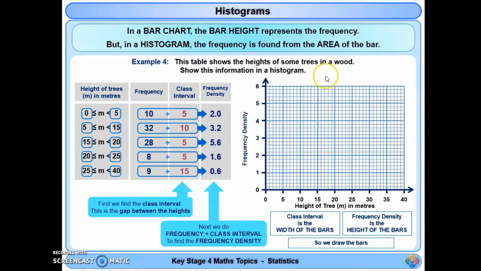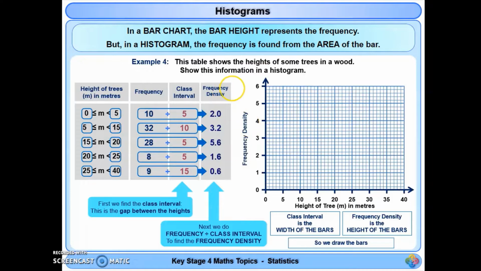Okay, so you'll notice that up the y-axis we have frequency density, and it is labeled. Very important that we label our axes. Our highest frequency density in our table is 5.6, which is why I've taken the scale of frequency density up to 6 to ensure I can fit all the data onto my histogram. Similarly, our height of trees goes from 0 to 40 meters, which is why I've taken the x-axis from 0 to 40 meters to ensure I can fit all the information onto this histogram.